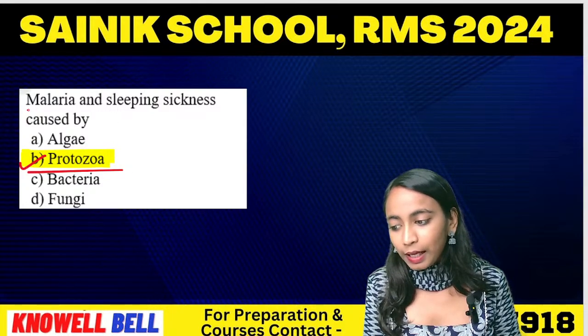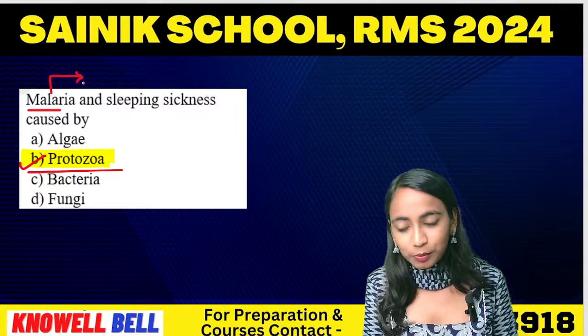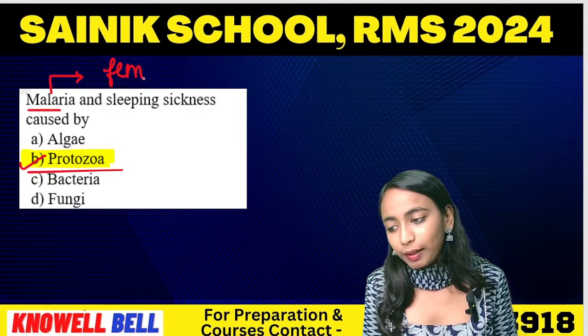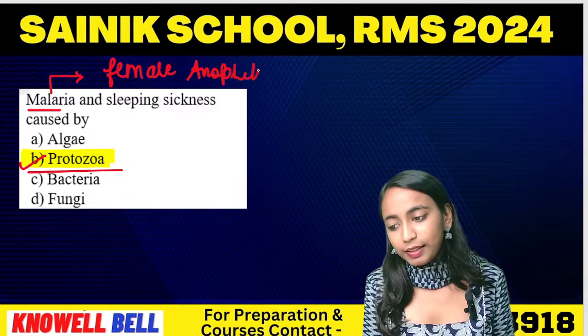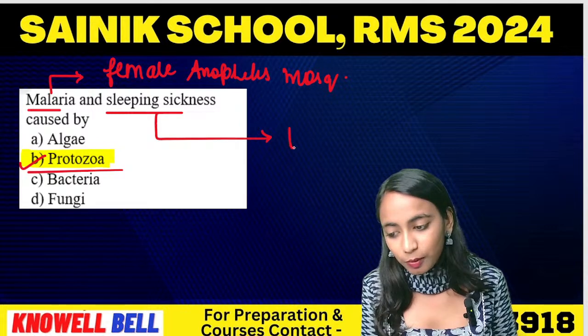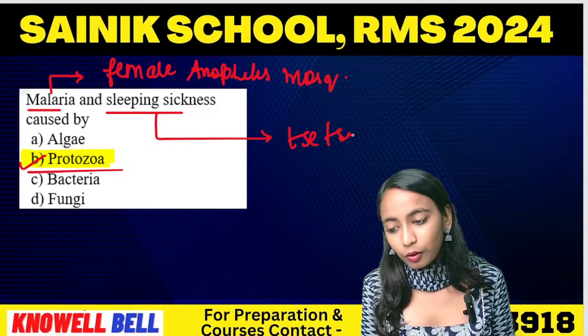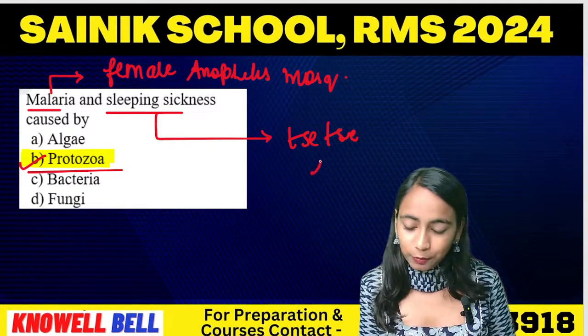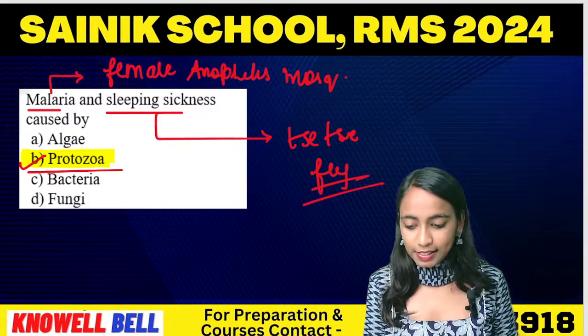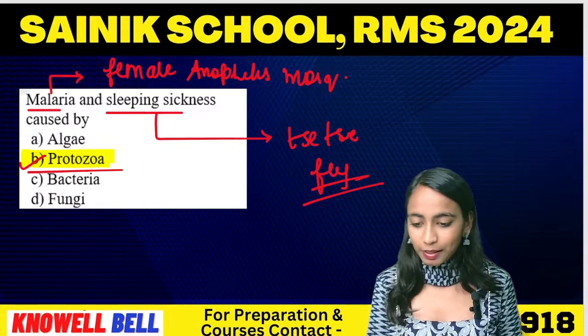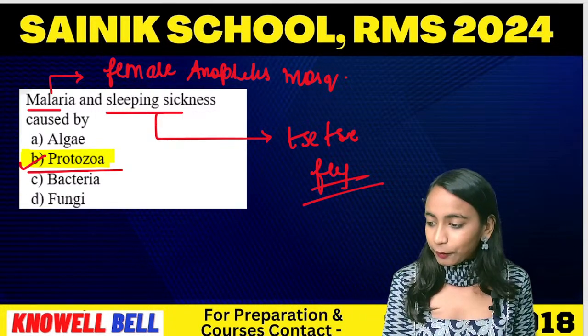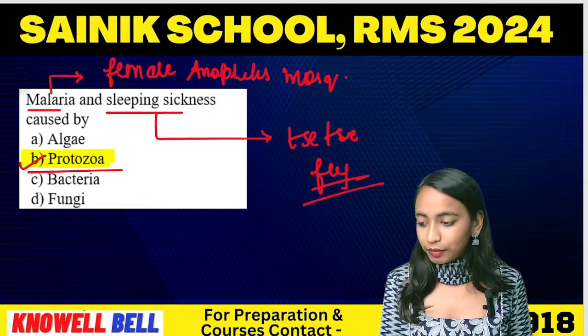ओके, तो याद रखना है मलेरिया के लिए द ऑर्गेनिज्म यू हैव टू कीप इन माइंड, फीमेल एनाफिलीज मॉस्किटो. Okay, female anopheles mosquito causes malaria. Sleeping sickness is spread by tsetse fly. Okay, so sleeping sickness by tsetse fly and malaria by female anopheles mosquito.